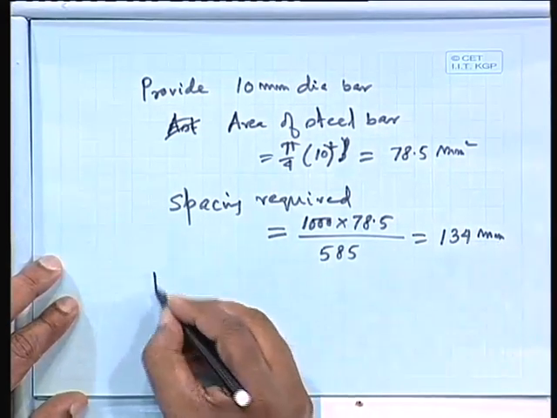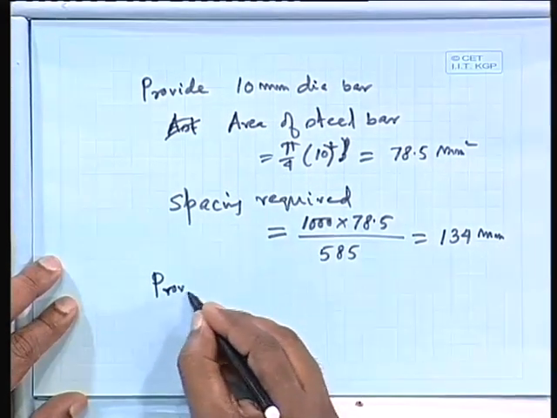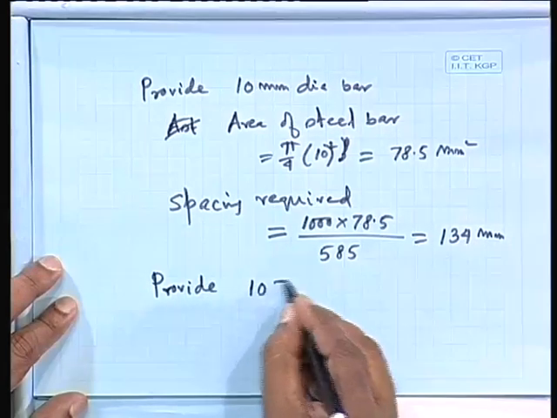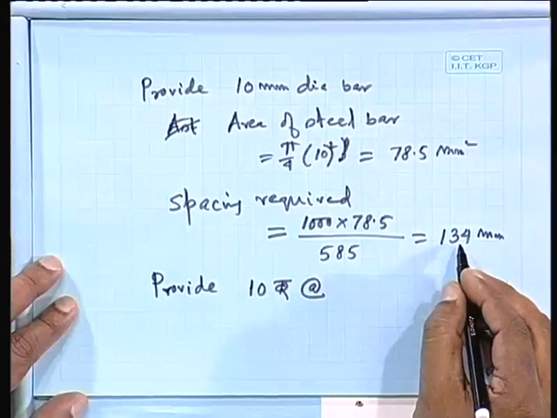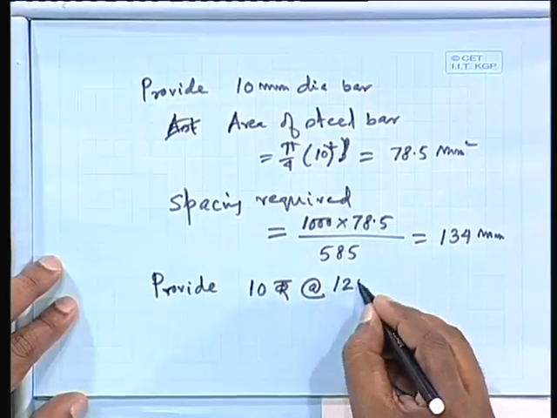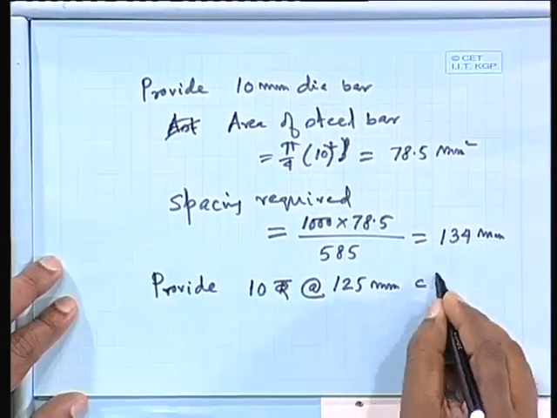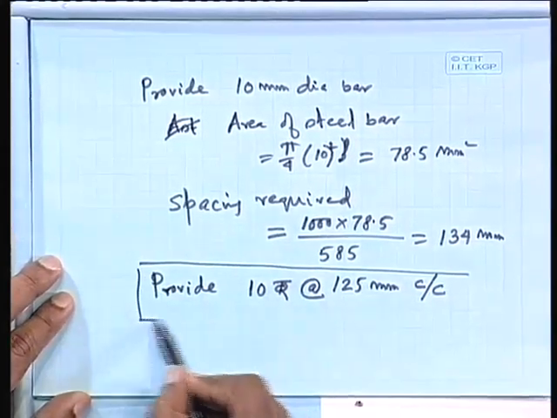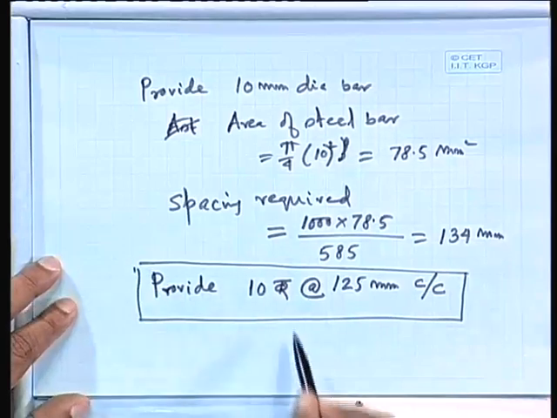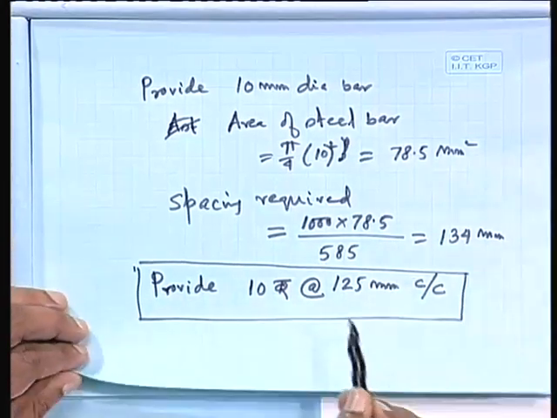Let us provide 10 torr at the rate of 134. We can provide 130 also. Let us provide 125 millimeter center to center. So this is the reinforcement in the shorter direction that you have to provide, that is 10 torr at the rate of 125 millimeter center to center.